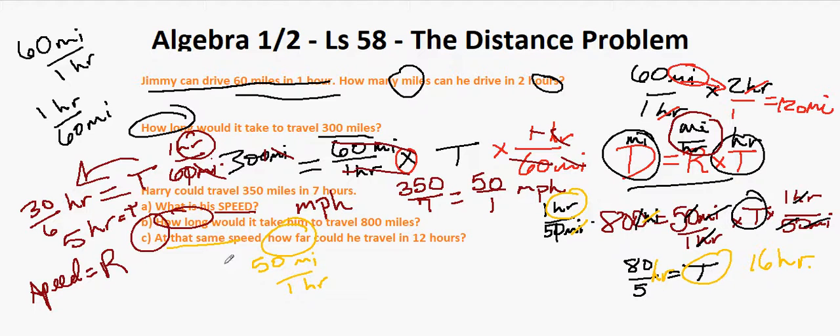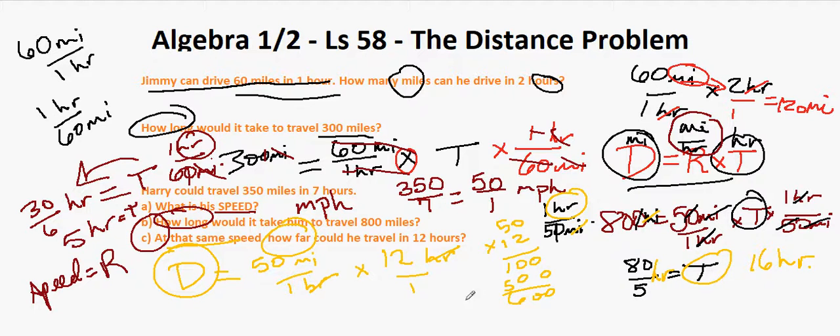At the same speed, so we've still got a rate of 50 miles over 1 hour. How far, so we don't know distance, could he travel in 12 hours? Last one. Can we solve? Cancel our hours across. Now we're just multiplying. We don't have to do anything over here. The D's already by itself. 50 times 12 is 600. 600 miles is our distance, and that makes sense as a label for distance.